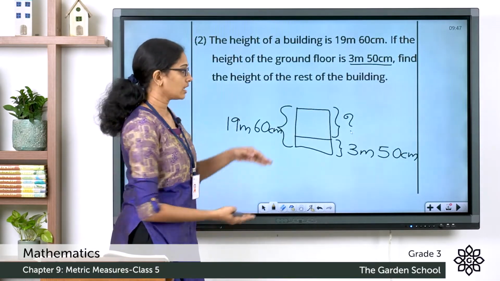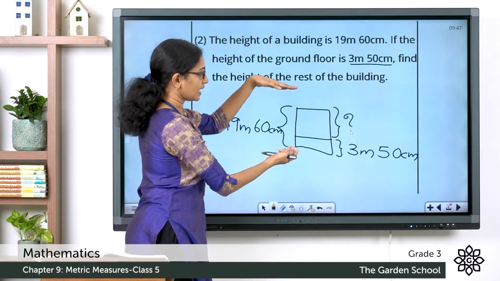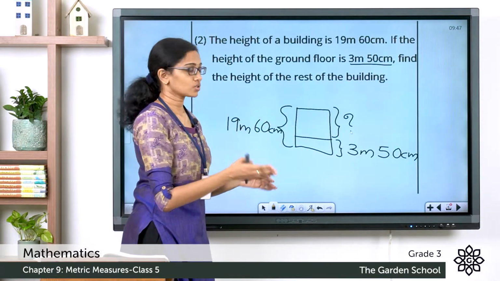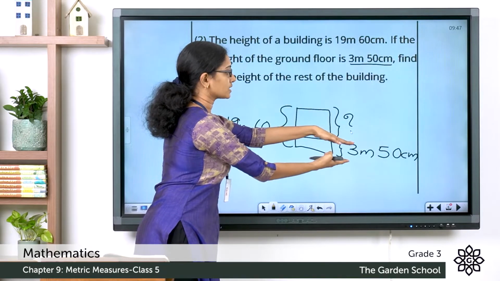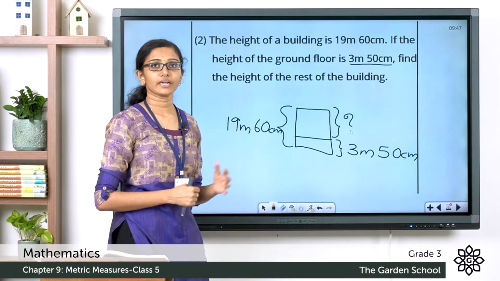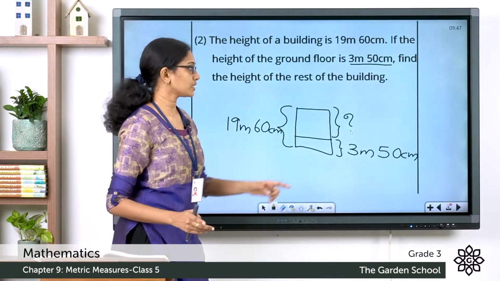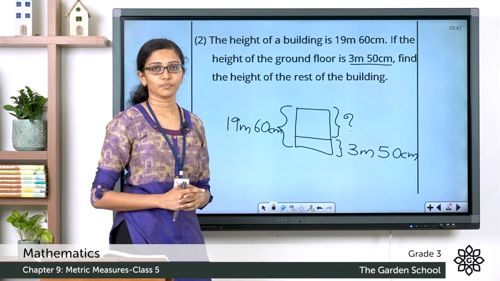How do we find that? We have the total height and the height of the ground floor. So to find out this length, let's subtract the height of this ground floor from the total height we are given in the question, and it will give us the height of the rest of the building, right?